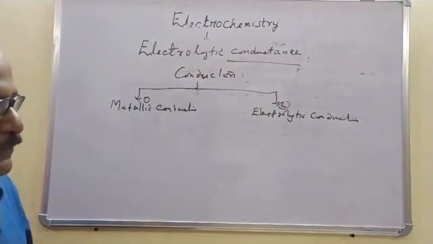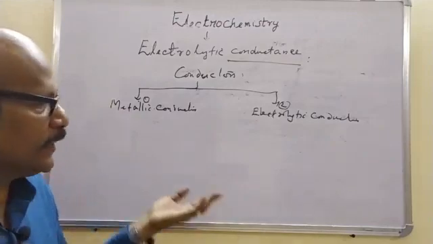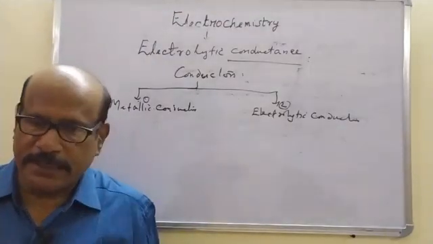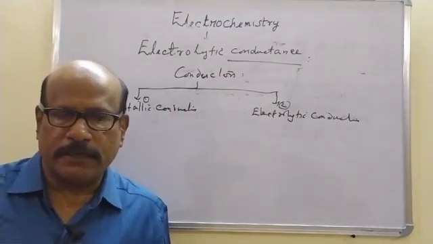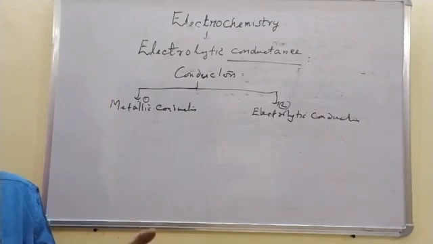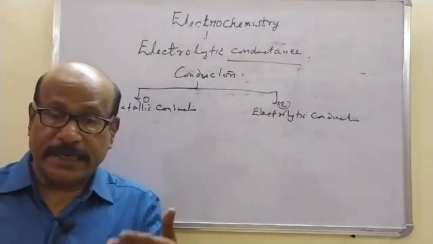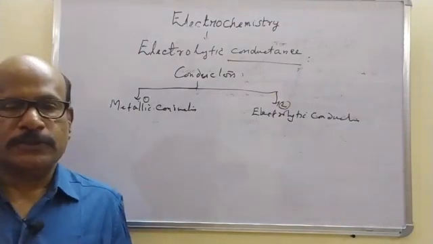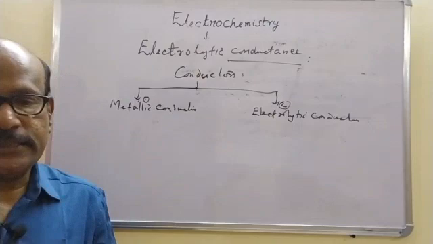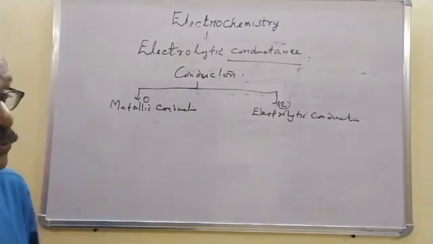Then we have to look into who is responsible for conducting electricity. In the case of metallic conductors, how have they become conductive? In the case of metallic conductors, the free electrons present in the metal or alloy conduct electricity, or they allow the passage of electricity through it, or they act as the carriers of electricity. Hence they are called electronic conductors. So in the case of metallic conductors, the electricity is carried by the free electrons present in the system, hence they are called electronic conductors.